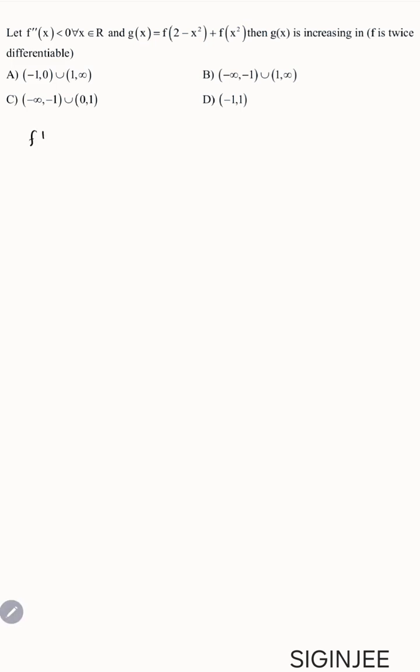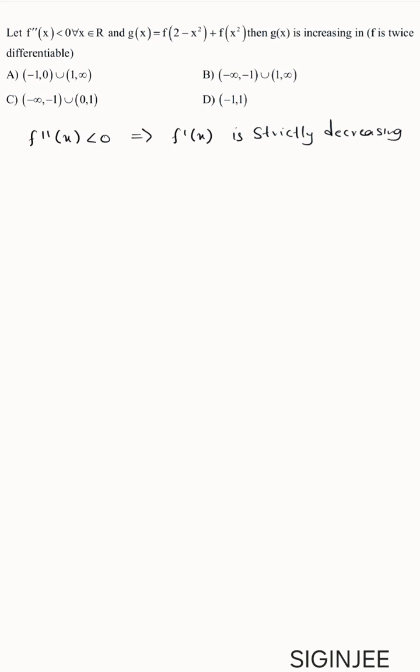They have given that f''(x) is less than 0. Since the second derivative of f is less than 0, the derivative of f'(x) is negative. f'(x), whose derivative is f''(x), is therefore strictly decreasing, because its derivative is negative.